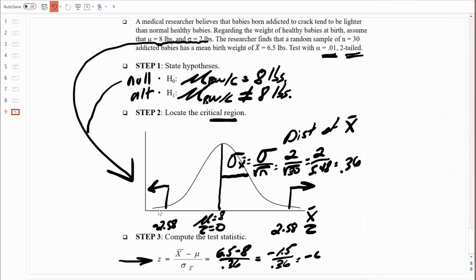So negative 4.17. Where is that in our distribution? Right here in the middle, we have a z-score of 0. Right here, we have a z-score of negative 2.58. Negative 4.17 is quite a bit more to the left. Keep this in mind. Theoretically speaking, that tail moves on forever. So negative 4.17 is somewhere right around there. We are clearly inside this critical region. We have surpassed that critical value of negative 2.58.